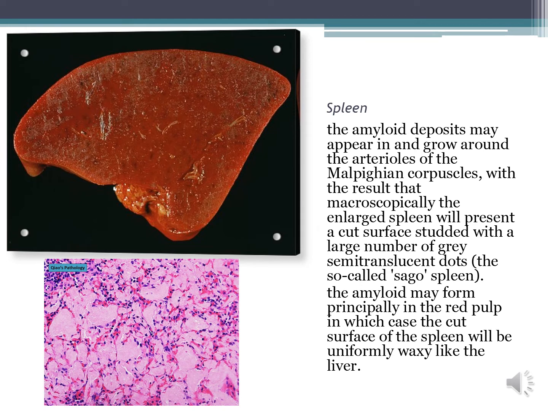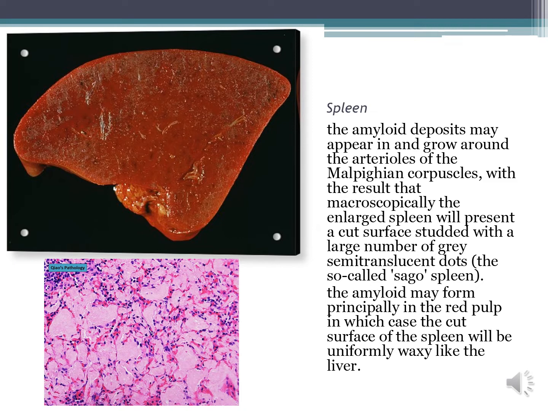You must know that amyloid deposits may appear in and grow around the arterioles of the Malpighian corpuscles, with the result that macroscopically the enlarged spleen will present a cut surface studded with a large number of gray semi-translucent dots. So in case of such accumulations, we see so-called sago spleen. But here in such a picture, we see diffuse pathology.